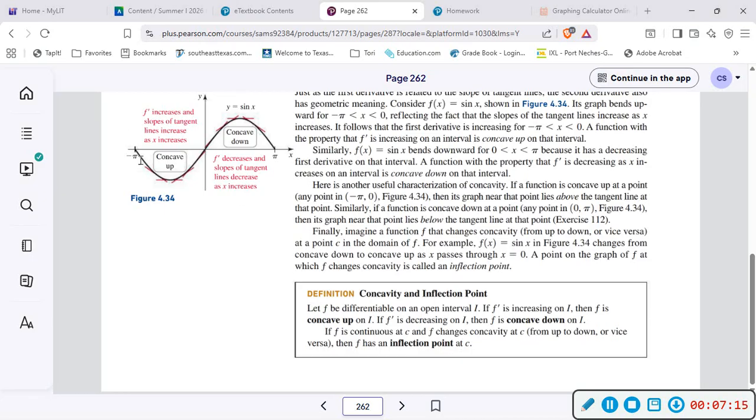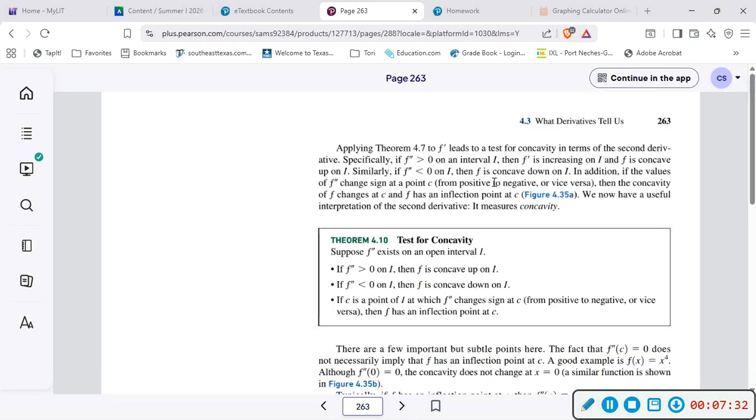So we can see that this is going concave up, this is concave down, up and down, and then the change in concavity through this line could be considered an inflection point, changing from concave up to concave down. But we'll see some examples of those as well.